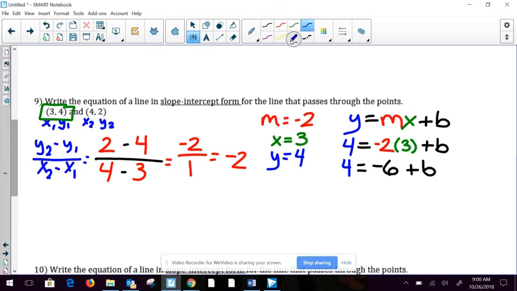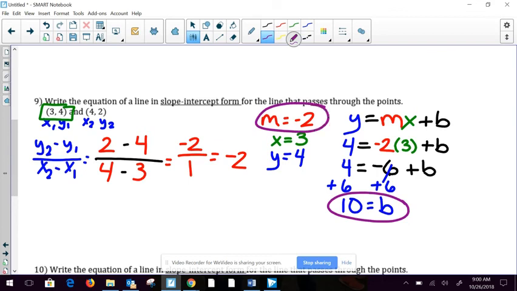Is b by itself yet? No, it is not. So now I'm going to go ahead and bring that -6 over by adding it. So I'm going to add 6 to both sides. So I get 10 is equal to b. So going back again, I have a y-intercept, my b. I have a slope. So now I have all the missing pieces to write my equation in slope-intercept form. So y is equal to my slope -2x and a positive 10.